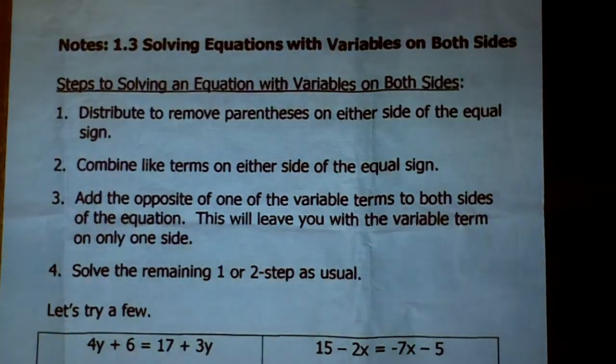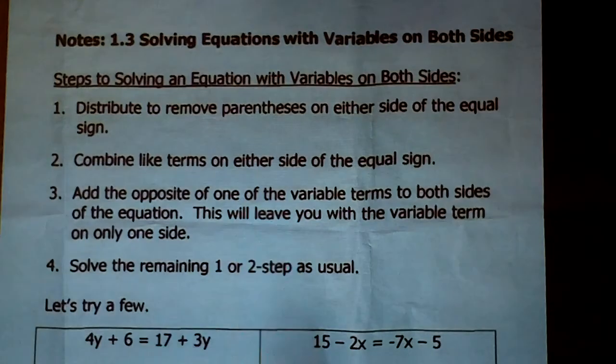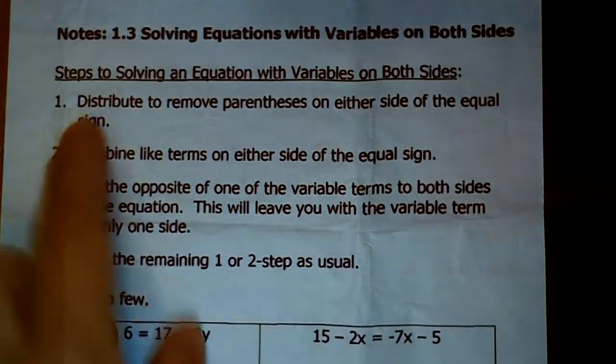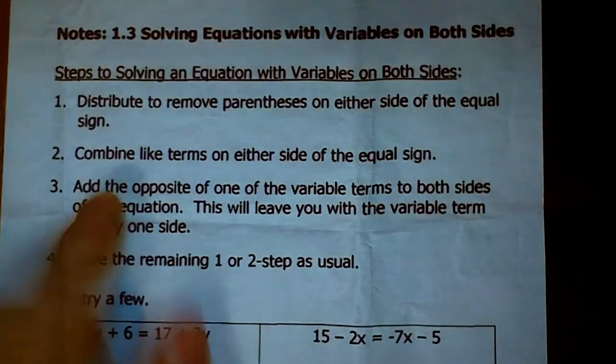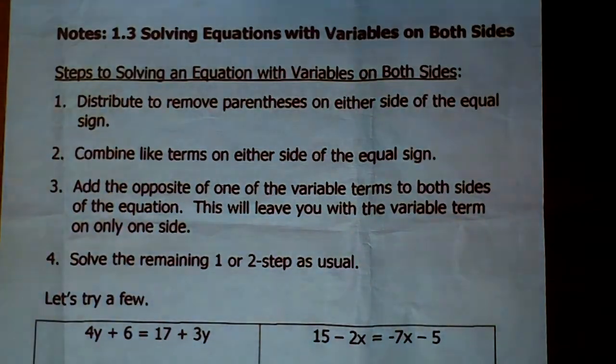Hello everyone, I am here with lesson 1.3, solving equations with variables on both sides of the equation. So the steps to solving an equation with a variable on both sides are listed out, and again, I give you the order, but not every single problem will have parentheses, not every single one will have like terms. This just gives you kind of a step-by-step on what you should do.